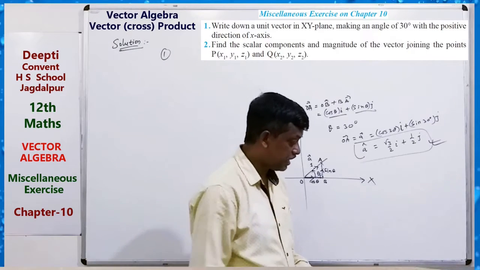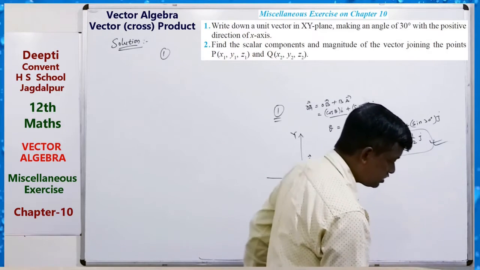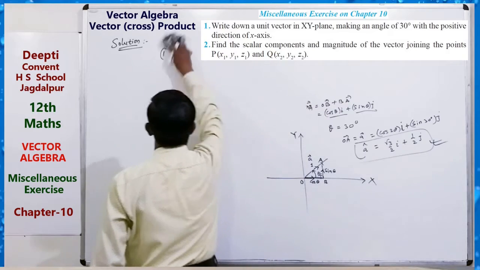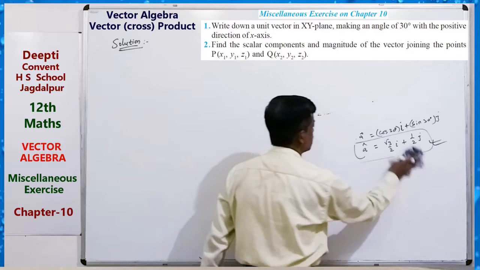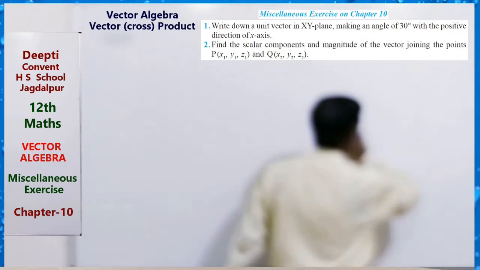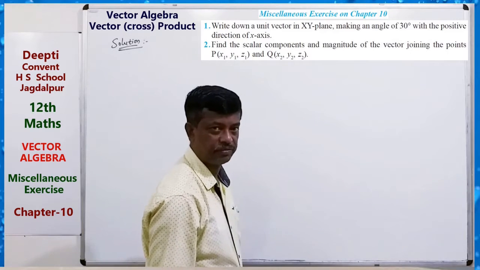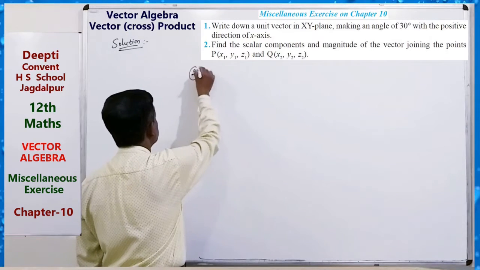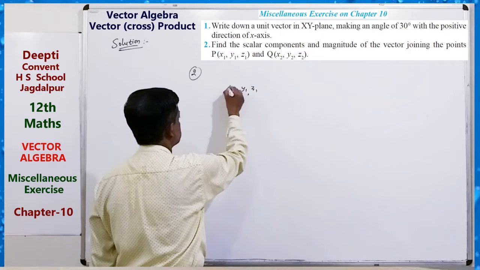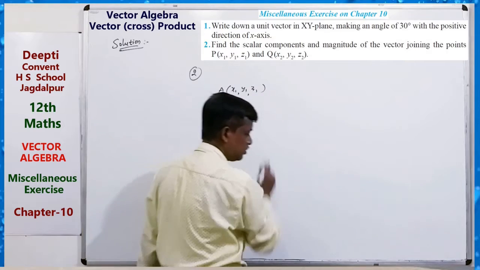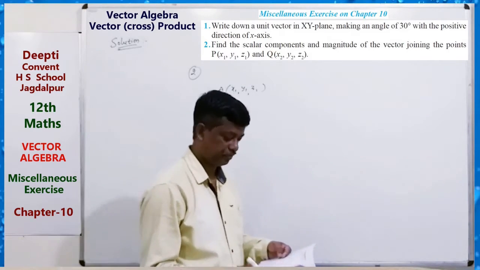Now question second. Find the scalar components and magnitude of the vector joining the points this and this. For any vector, scalar components means the coefficients of I, j, k. Here two points are given, like P and Q. The first point is x1, y1, z1.